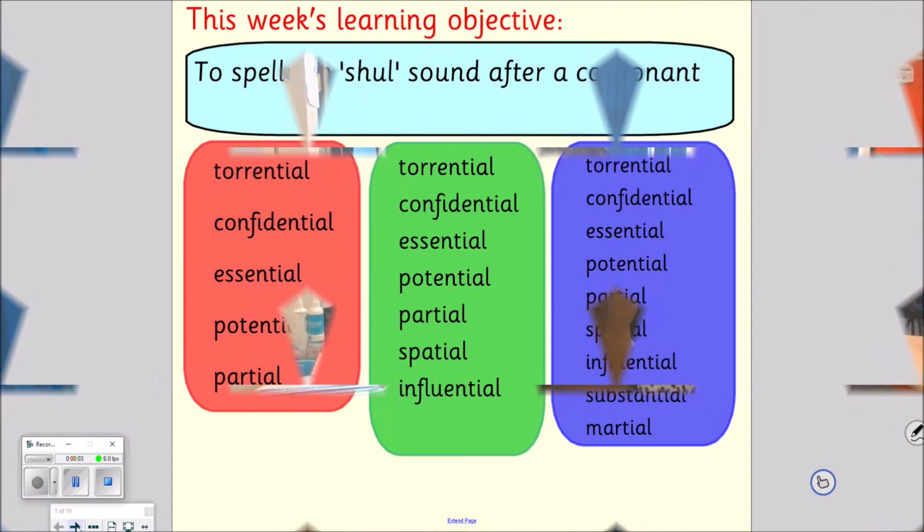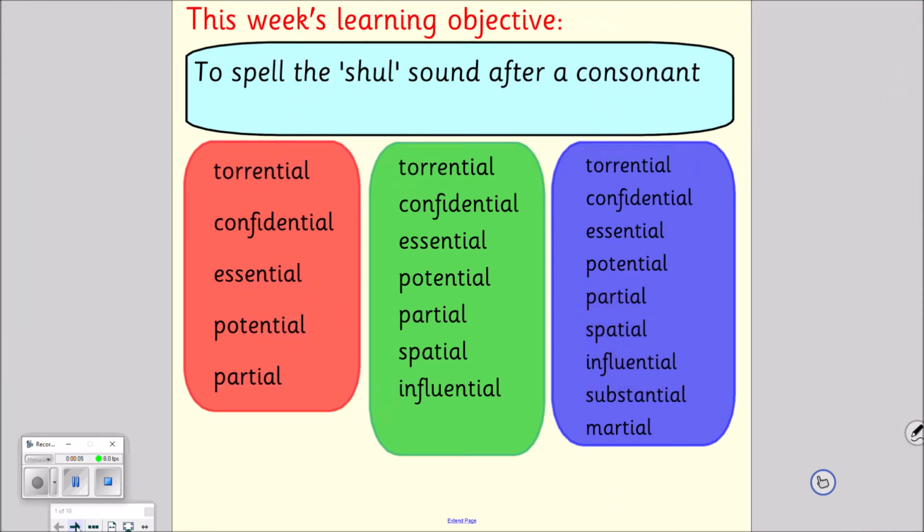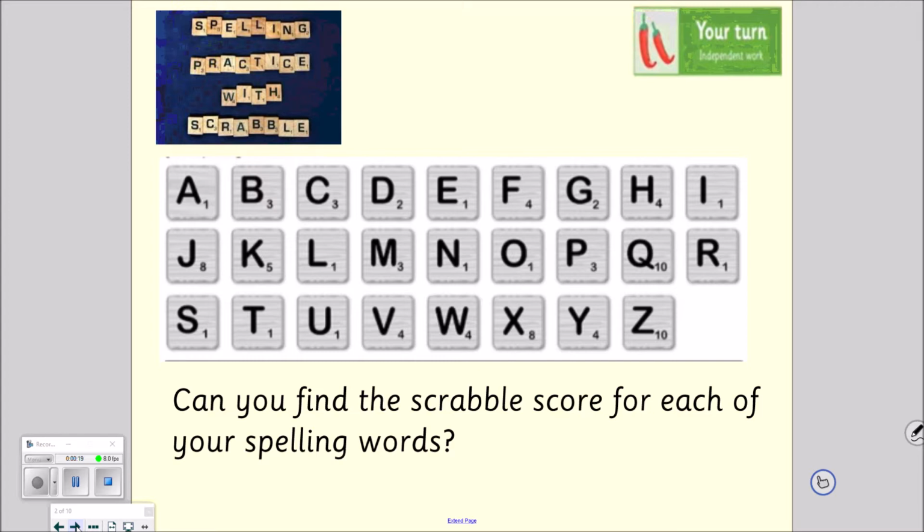Today and for the rest of the week we are going to be continuing with learning how to spell the sh sound after a consonant. Now, just as a reminder, take a look at your spelling list because we are going to start by playing a quick Scrabble game to warm up. Using this Scrabble score grid, can you find the total for each of your spelling words? Pause the video now, and it might be worth putting a timer on and seeing how long it takes you.